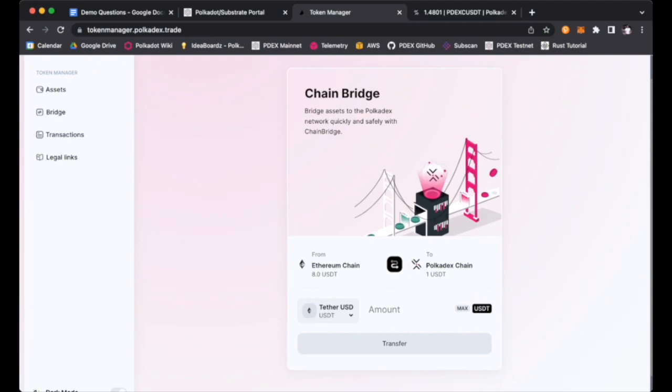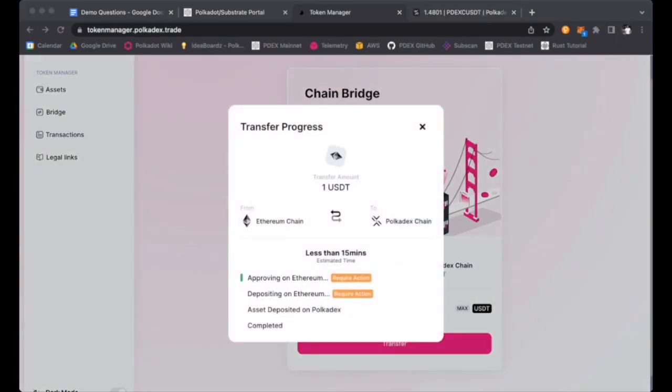Now, as some of you must have already tried, at the moment we are only supporting the USDT pair on the Orderbook, the PDEX/USDT pair. So at the moment, we can bridge USDT tokens from Ethereum to the Polkadex chain. Let me go ahead and transfer one USDT that I would like to trade with for Polkadex at a later point of time using the Orderbook. So I go ahead and click transfer. That's the second step.